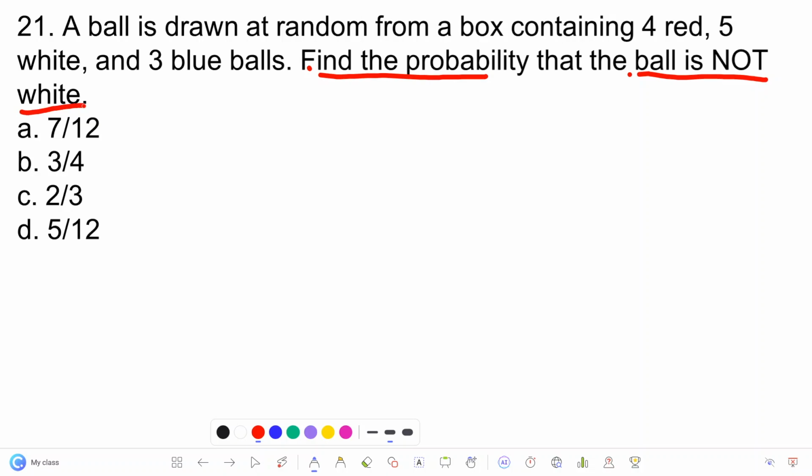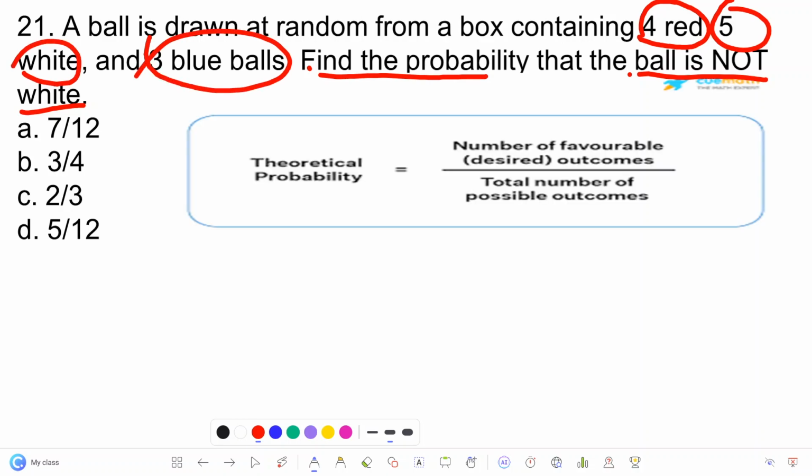So, ano bang mga bola natin dito? Ano ba ang mga bola na nasa loob daw ng box? So, merong 4 red, merong 5 white, at 3 blue balls. The formula ng probability is the number of favorable outcomes over the total number of possible outcomes. So, ang favorable outcomes, ito yung kung ano ang gusto mong makuha. At ang total number of possible outcomes, ito yung ano ang mga posibleng makuha. Okay? Ang lahat ng posibleng makuha.